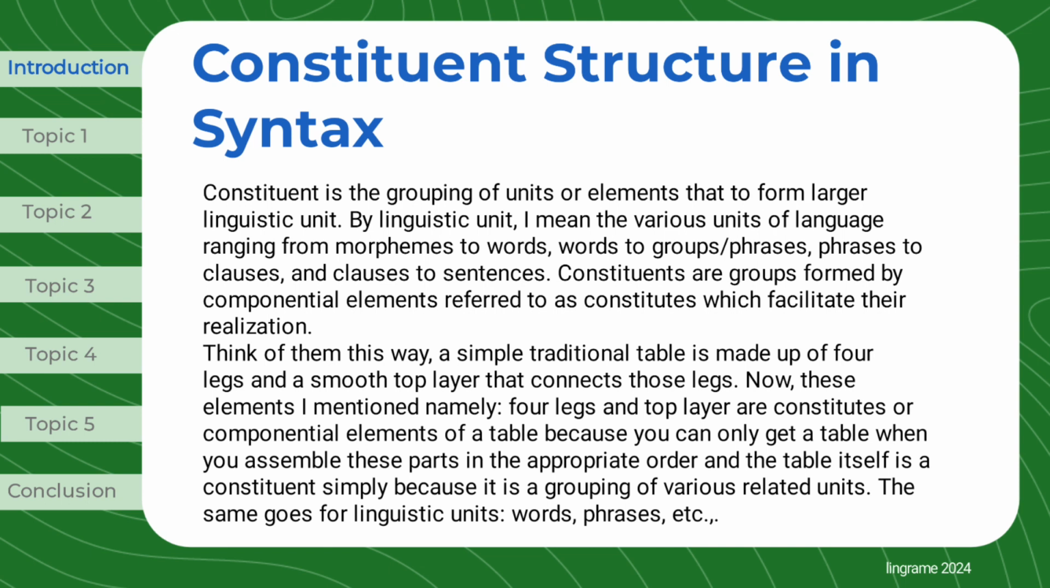Think of them this way: a simple traditional table is made up of four legs and a smooth top layer that connects those legs. Now, these elements I mentioned, namely four legs and a top layer, are constitutes or componential elements of a table, because you can only get a table when you assemble these parts in the appropriate order, and the table itself is a constituent simply because it is a grouping of various related units. The same goes for linguistic units: words, phrases, etc.